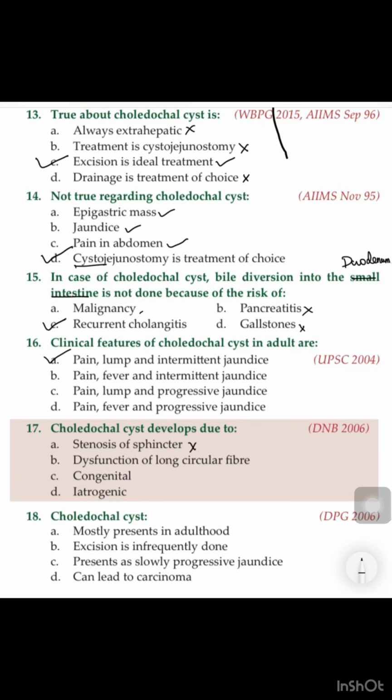No. Dysfunction of the long circular fibers. No. It is usually congenital because of abnormal biliopancreatic junction, and it's not iatrogenic. Choledochal cyst mostly presents in adulthood. No, it usually presents in the adolescent period. Excision is infrequently done. No, excision is always done. Presents as a slowly progressive jaundice. No, it is intermittent jaundice. Can lead to carcinoma. It can lead to cholangiocarcinoma. It's a pre-malignant condition. So option D is correct.